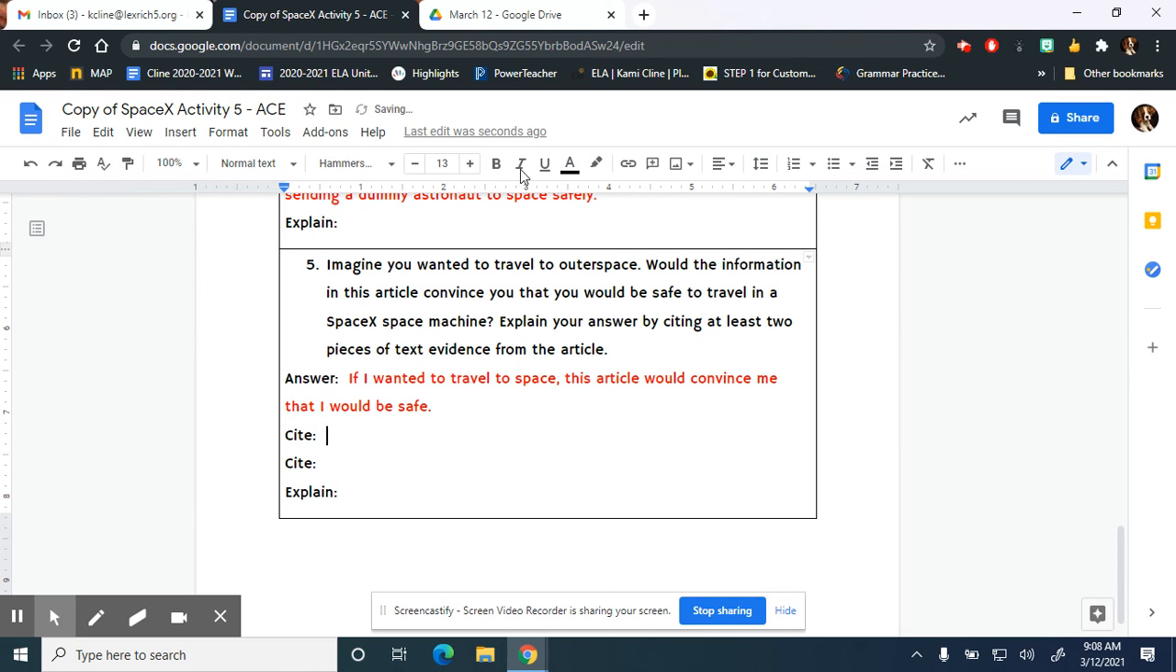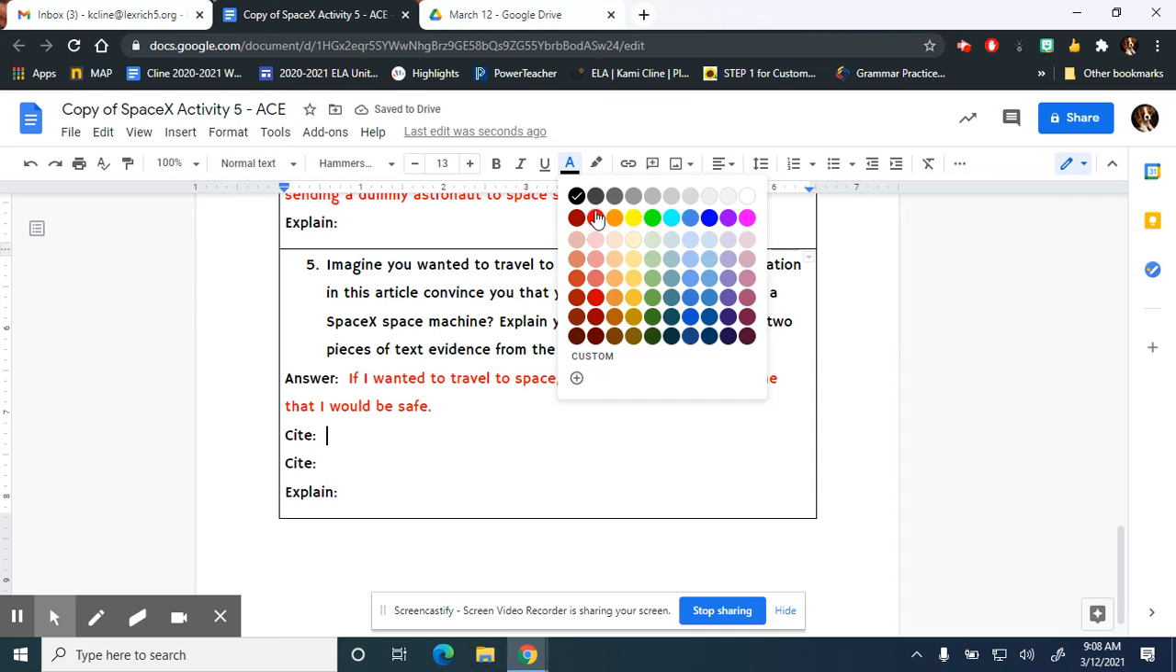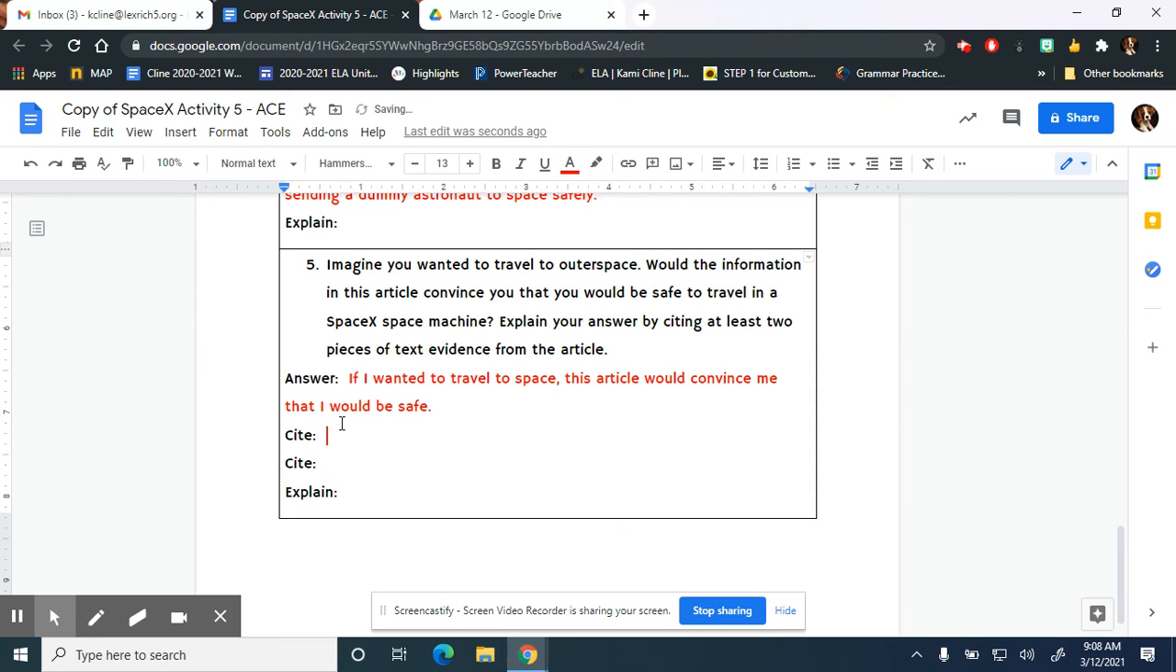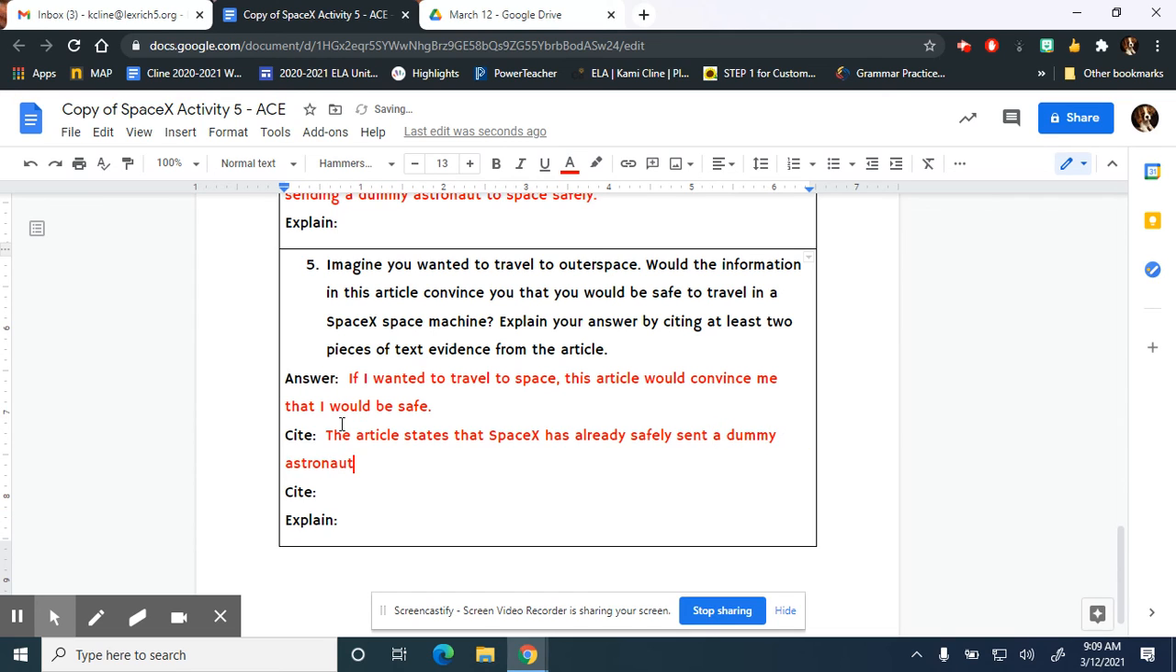Now I'm going to give you one piece of what I think would be good evidence, and then I'm going to ask you to find the second piece on your own. One piece that I said was the article states that SpaceX has already safely sent a dummy astronaut to space. That shows me that it could be safe.